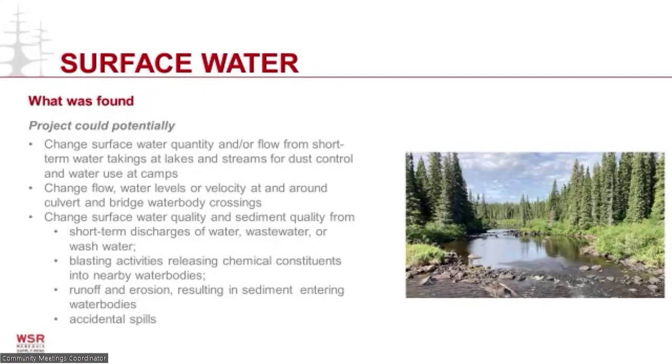In terms of what was found regarding surface water, we identified that changes in surface water quantity and quality could occur due to short-term use of water for construction activities, such as controlling dust. There would be short-term discharges of construction water, wastewater, or wash water. There could be changes to the land resulting in changes to how fast the water runs off and how fast the water enters the ground to become groundwater.